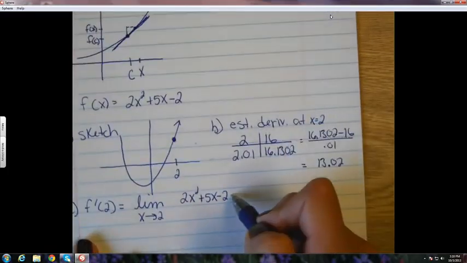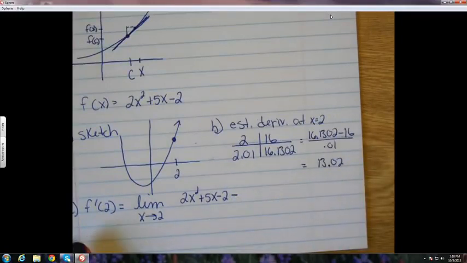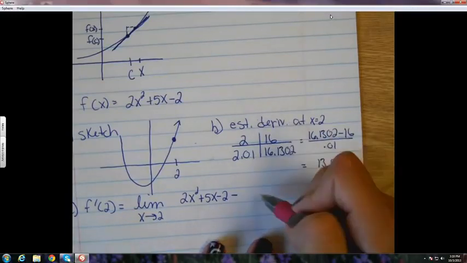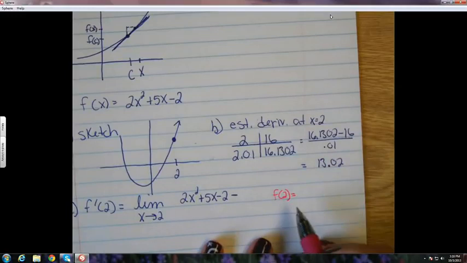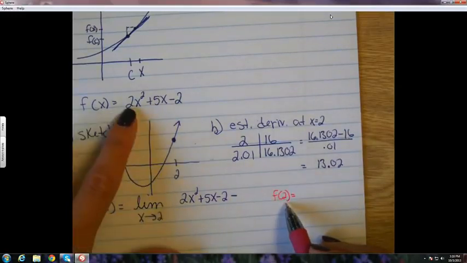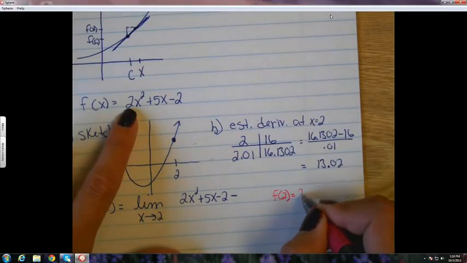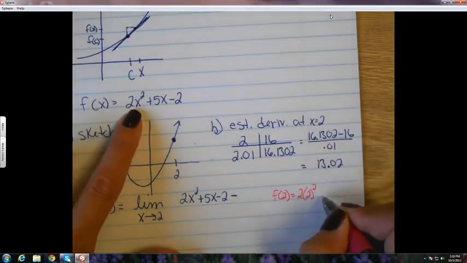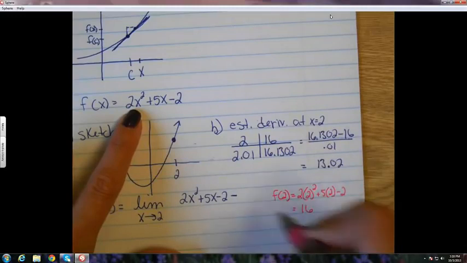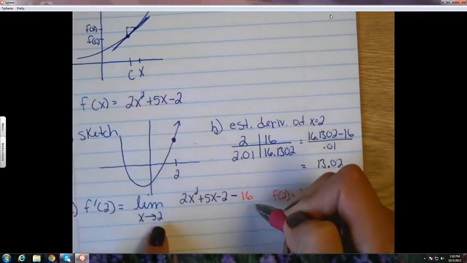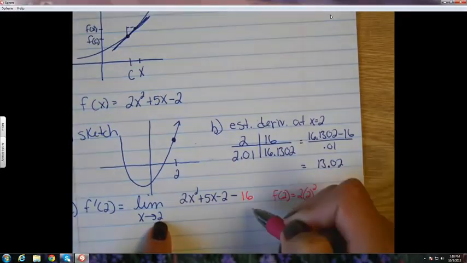Subtract. The biggest mistake I see people make is they take the c value and put it there, at 2. No, that says subtract f of 2. So off to the side here, f of 2 means you're going to plug 2 back into your function and get that value. So f of 2, plugging 2 in: 2 squared plus 5 times 2 minus 2. Oh, we did it up here. We plug 2 in, we get 16. So I'm subtracting 16, not the 2. You've got to plug the c value into the function.